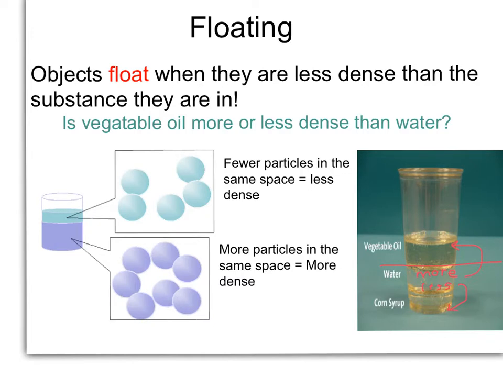If we take a look at the diagram to the right, you will notice that the substance that sits on top is going to be less dense. There will be fewer particles in the same amount of space. You can see here that there's only 5 particles. The more dense area will be more crowded. It will have more particles in the same amount of space, and so in this case right here, we can see that there are 7.